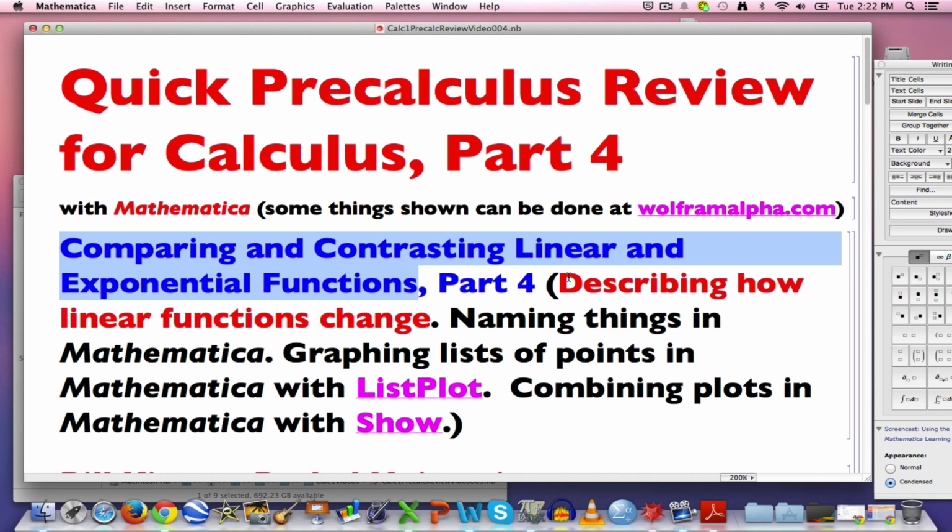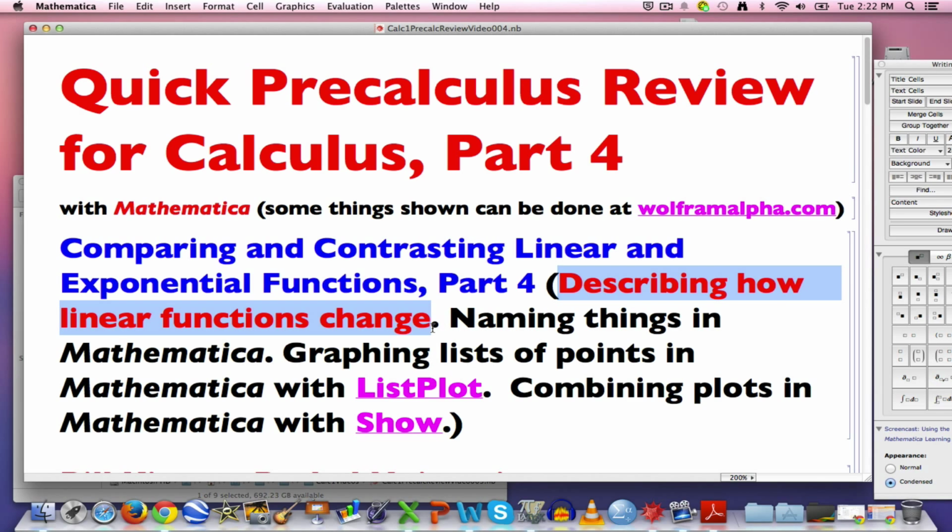But in this video, the math that we're focusing on is describing how linear functions change. We started describing that in the last video, Part 3, and I'm going to continue that in Part 4. That's going to be my main mathematical emphasis.